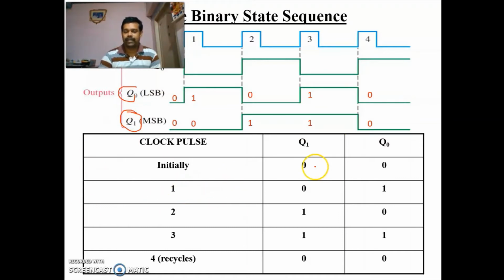Okay, so here we are writing the table. Clock pulse, initially we are considering both are 0. Then you are applying the first clock pulse, you are getting 0 1. You are applying the second clock pulse, you are getting 1 0. You are applying the third clock pulse, you are getting 1 1. And after the fourth clock pulse, you are getting 0 0. And the cycle will repeat.